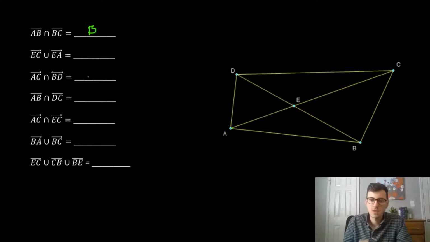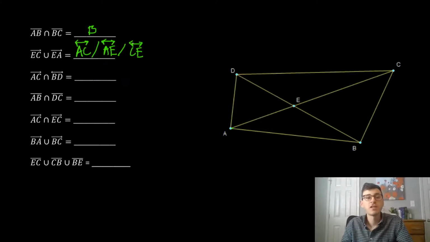So we can name that line any number of things. We could name it line AC. That's probably what I would choose, just because that seems most natural to me. But you could also name it line AE or line CE or EC or EA, right? As long as you've got a line that contains all of those, the union of those two sets, EC and EA.